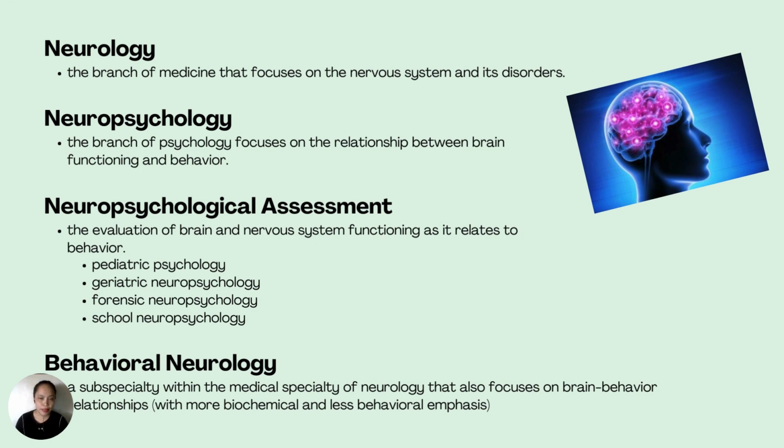Now, neurology is the branch of medicine that focuses on the nervous system and its disorders. Neuropsychology, on the other hand, is the branch of psychology that focuses on the relationship between brain functioning and behavior. Neuropsychologists study the nervous system as it relates to behavior by using various tools, including neuropsychological assessment. Now, neuropsychological assessment is the evaluation of brain and nervous system functioning as it relates to behavior.